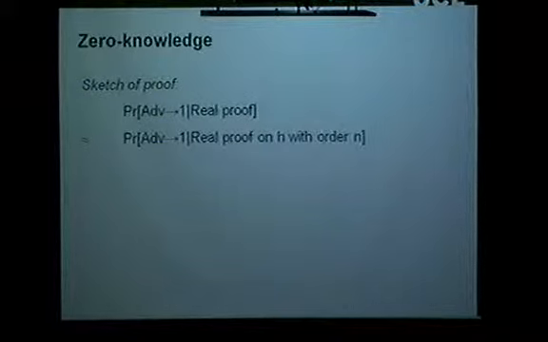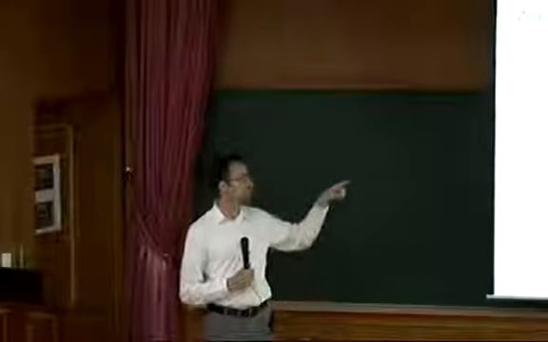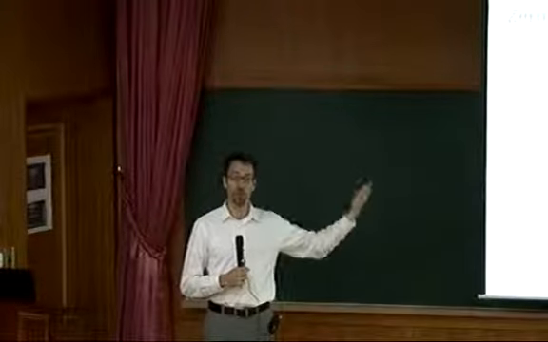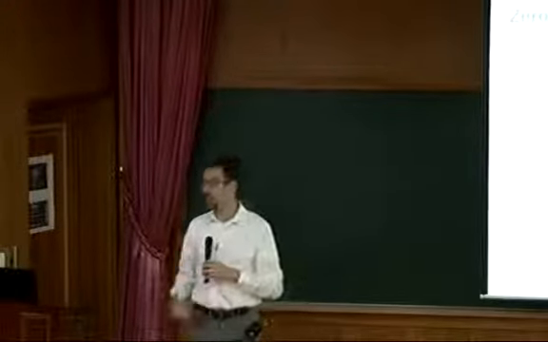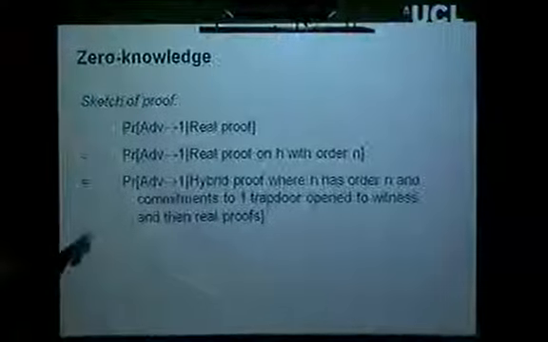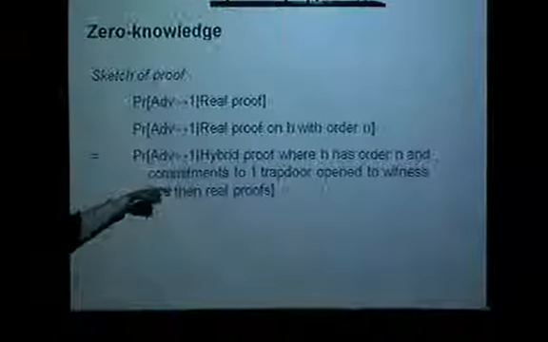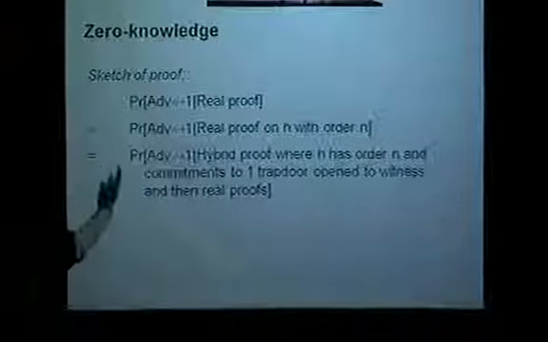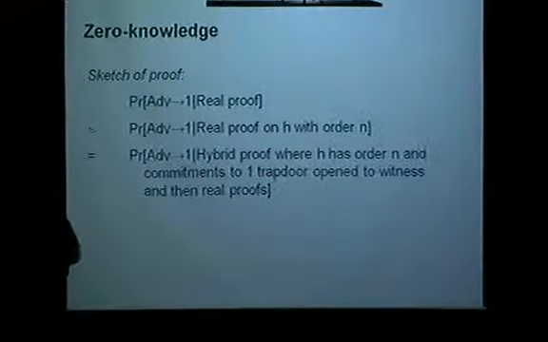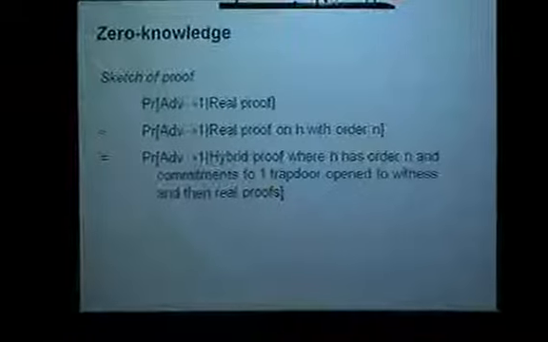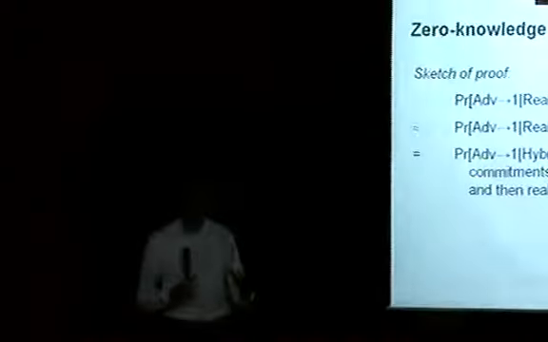Okay. So now we have a kind of a hybrid in between those, between the experiments, where we generate H with order N and then we run the real prover with the witness. And now let's modify the experiment a little more. So we actually make commitments to 1 all the way when we generate the proof, and then we do trapdoor opening to whatever the witness is. And by the perfect hiding property of the commitment scheme, those two experiments are completely indistinguishable. So the adversary has the same chance of outputting 1.